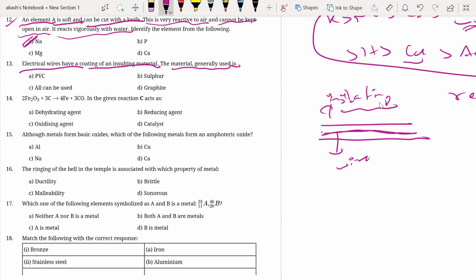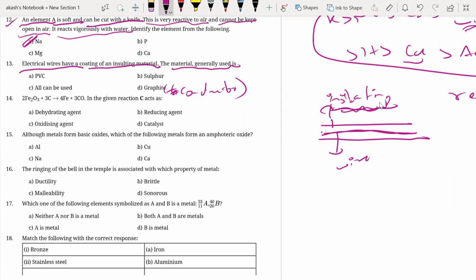First question: can graphite be the answer? Can graphite be an insulating material? Yes or no? No, sir. Why? Graphite is a conductor, sir. Exactly. Graphite is already a conductor, so I will not be able to use it as the insulating material.